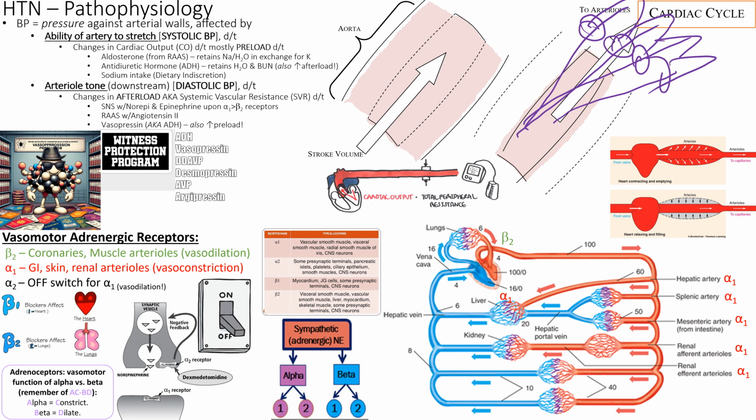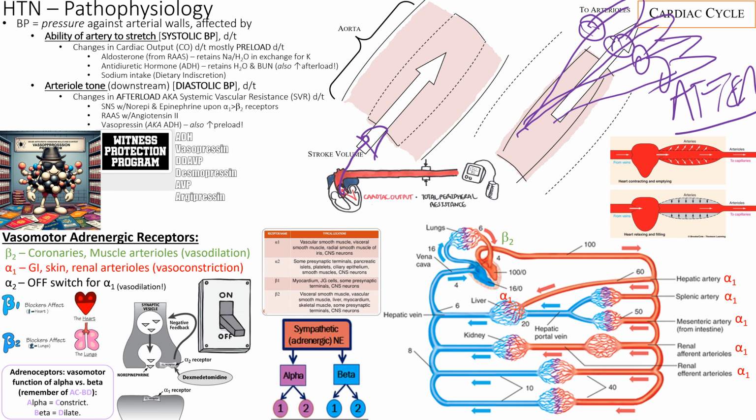Afterload. If afterload goes up, that's a reflection of your diastolic blood pressure, because now the heart has to pump blood on the next cardiac cycle against the diastolic blood pressure. It has to overcome that, right? And afterload is the pressure that the left ventricle has to overcome, right? So this is your afterload up here.